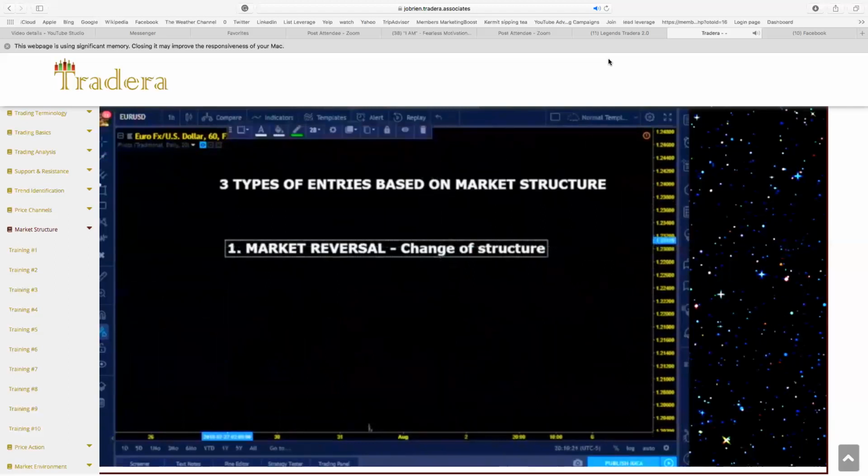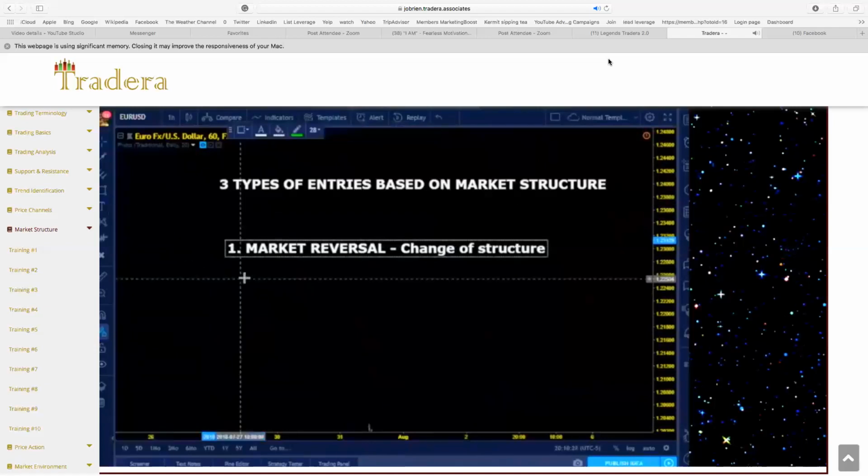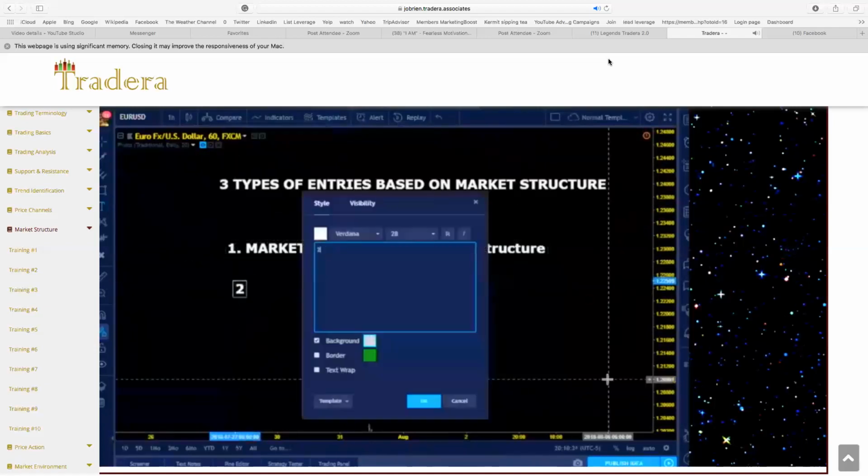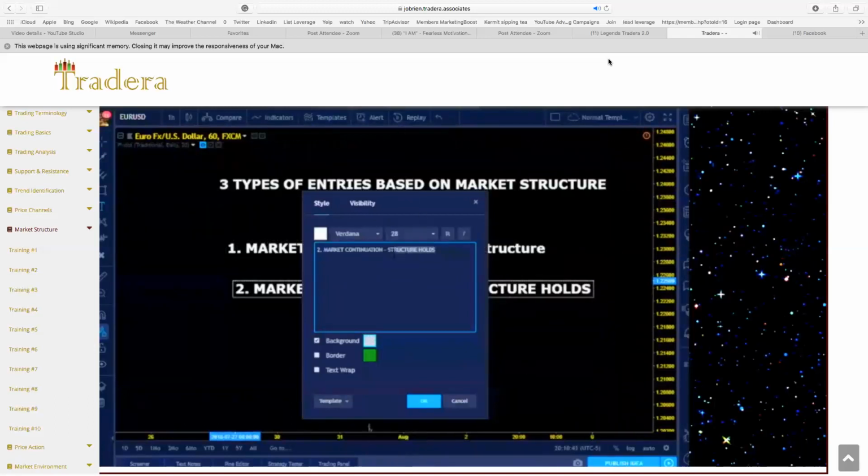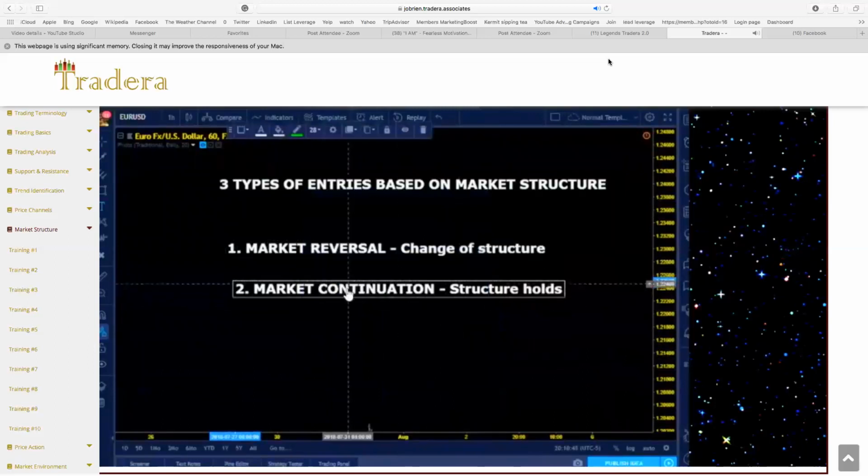So the second type of entry that we're going to talk about tonight, this is my favorite. It is market continuation, structure holds.